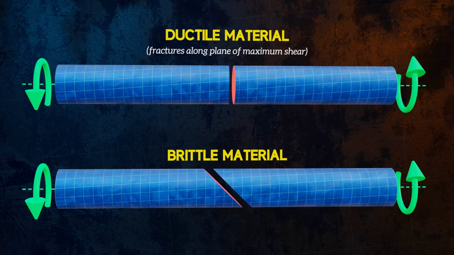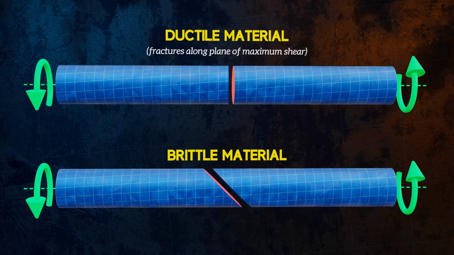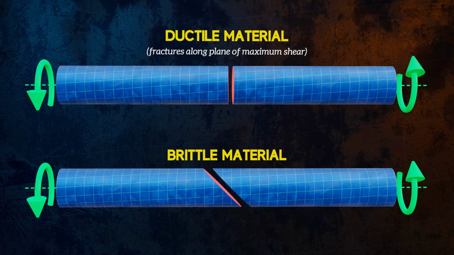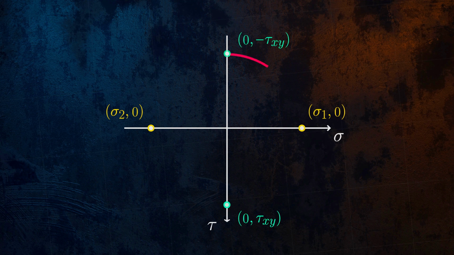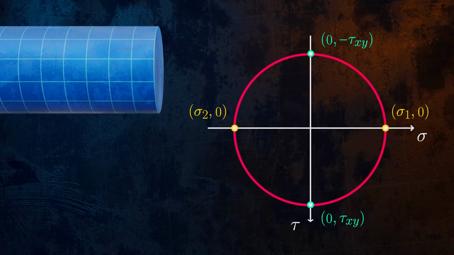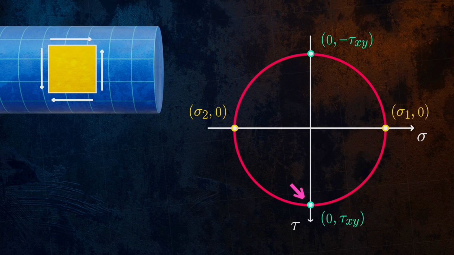But brittle materials are weaker in tension than in shear, and so tend to fracture along the plane of maximum tensile stress. Mohr's circle for pure torsion looks like this. We can see that when our stress element is oriented this way, the shear stresses are at their maximum values, and we have no normal stresses.